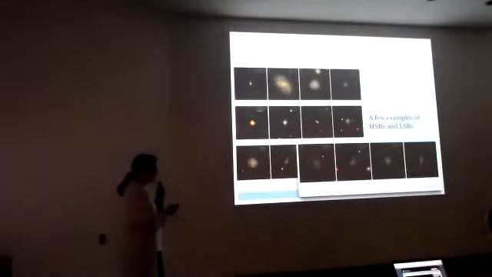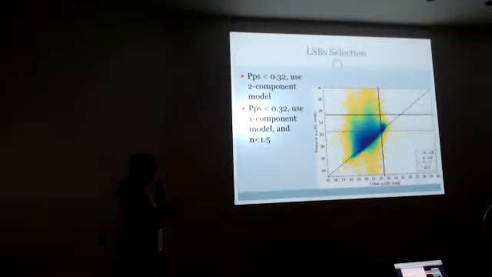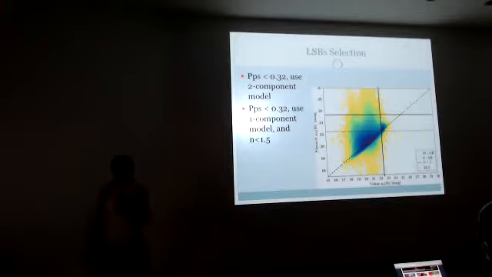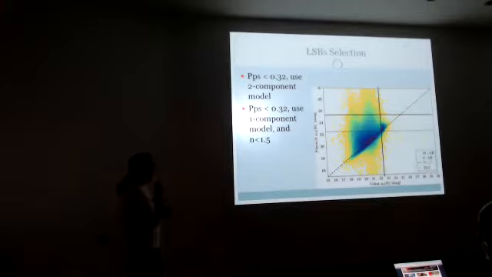Fortunately, in this catalog, the Simard catalog, there is a parameter called PPS, and when it is smaller than a certain number, that basically means the fit does require the two-component fit. In that case, we use the two-component model and derive their disk properties. If this parameter is larger than this particular criterion, we use a one-component model. And since we're interested in disks, we require the Sersic index to be less than 1.5.